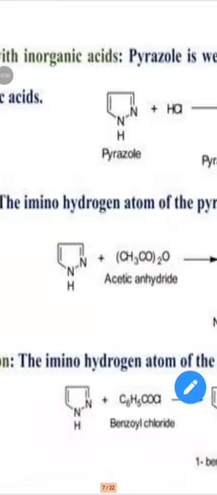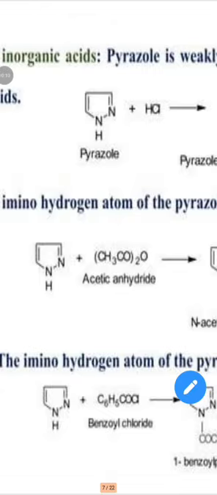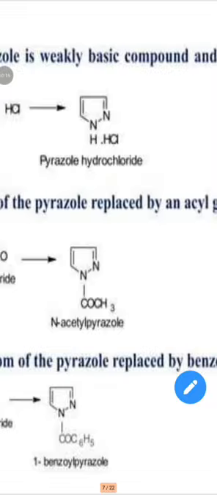So the imine hydrogen atom, the hydrogen of the NH group, is removed and replaced by an acyl group. N-COCH3, N-acetyl pyrazole, is obtained.